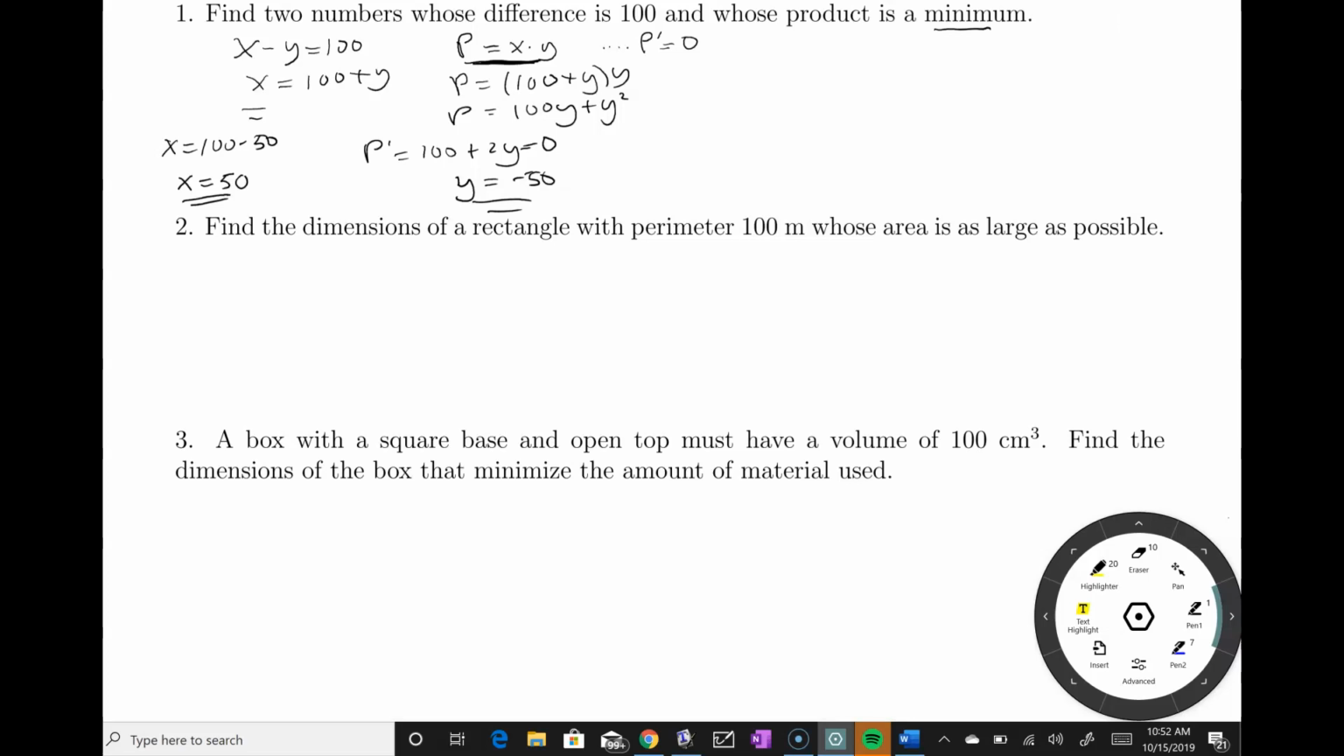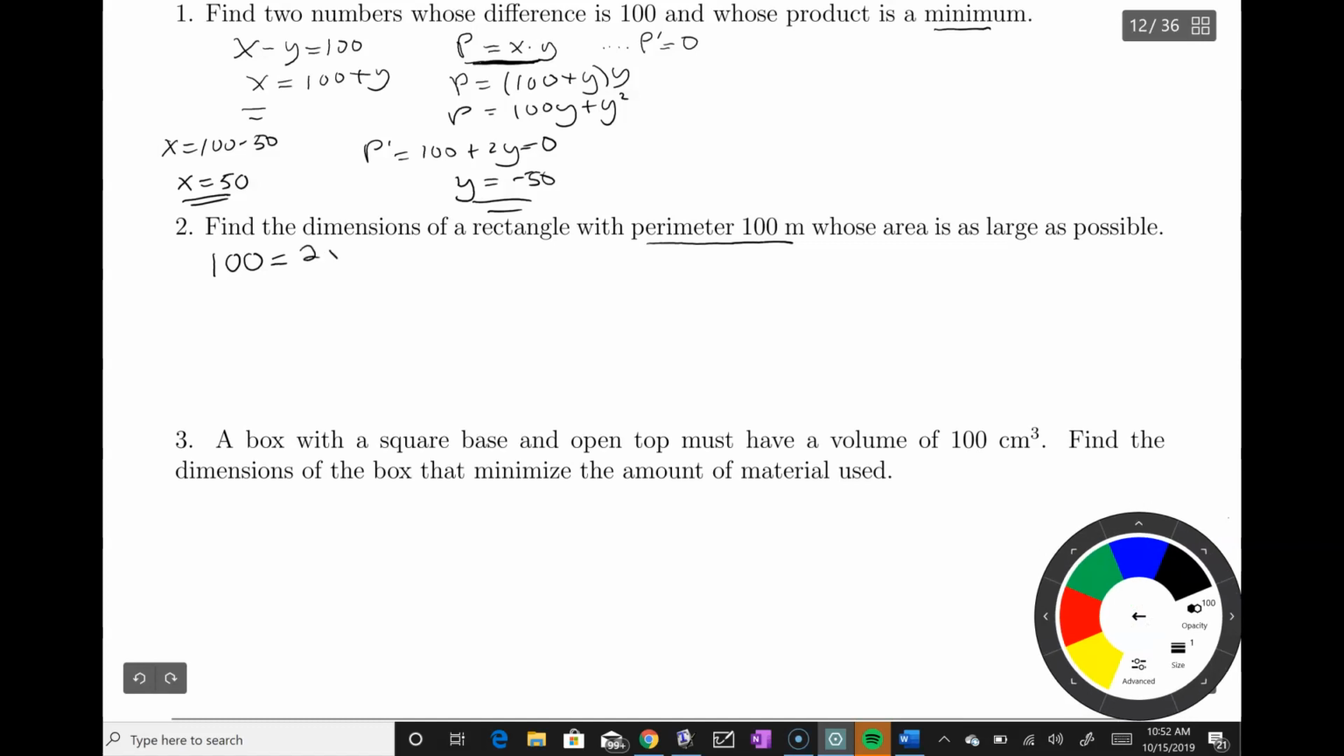Find the dimensions of a rectangle with perimeter 100 meters. So that's what's called our constraint. So I have 2x plus 2y. Oops, eraser. 2x plus 2y.